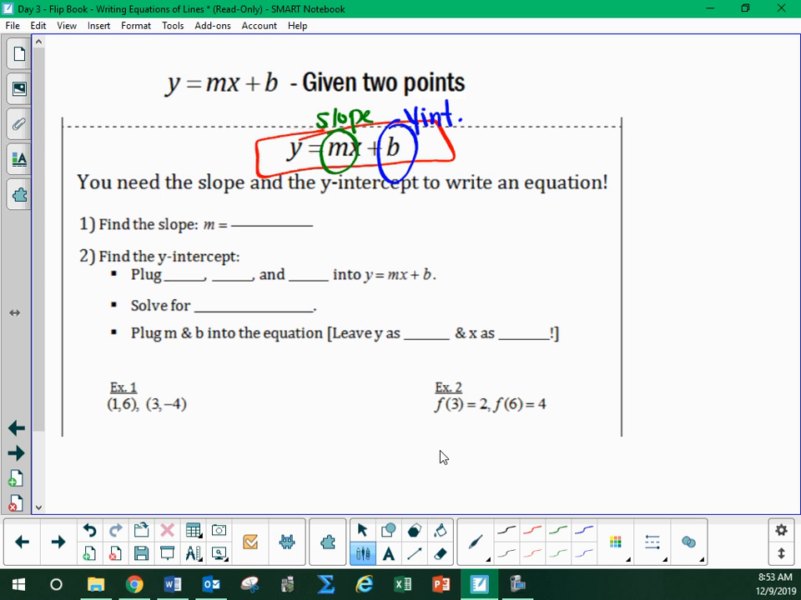So today what we're doing is, when we're given 2 points, how in the world are we supposed to write our equation? So the first thing that you have to do is find your slope. When they give us 2 points, we don't know our slope and we don't know our y-intercept. So we have to find each of those. So we have to think back to our slope equation. And our slope equation is y2 minus y1 over x2 minus x1.